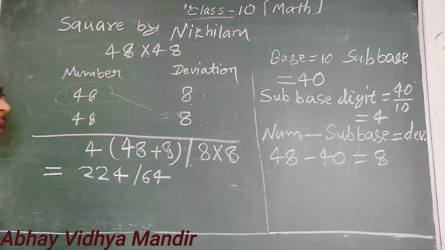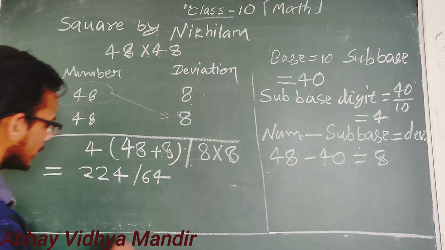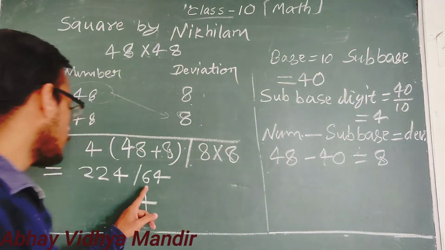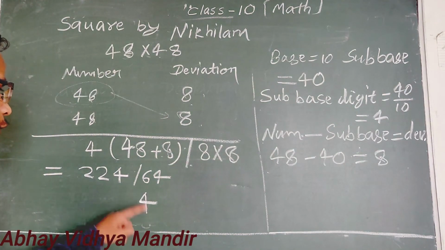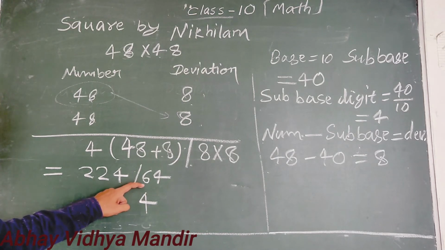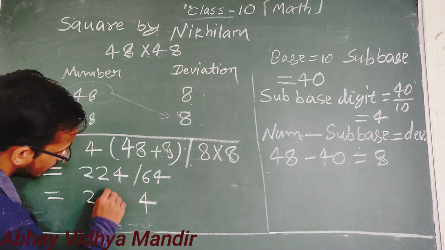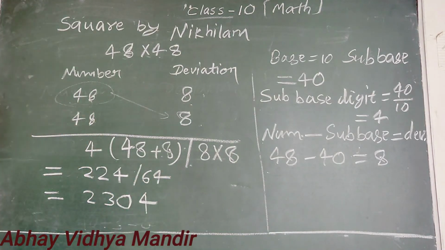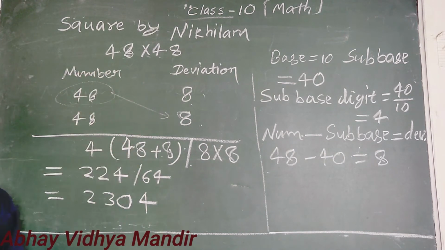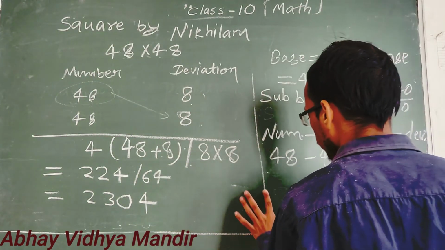Okay, now solve it, similar process. 64: base is 10, so we will take the first digit only. First digit is 4. So we note 4, then 6 is carried to the next. 6 is carried to the next. If you carry it, what happens? 224 plus 6, so 230. So this is your answer. 2304 is the square of 48.